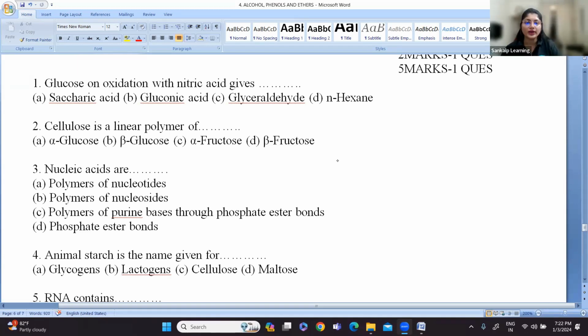Okay, so it is a polymer of nucleotides which is joined by covalent phosphodiester bonds between their sugar and their phosphate group. So it is C, polymers of purine bases through phosphate ester bonds. This is the answer, option number C. Next question.